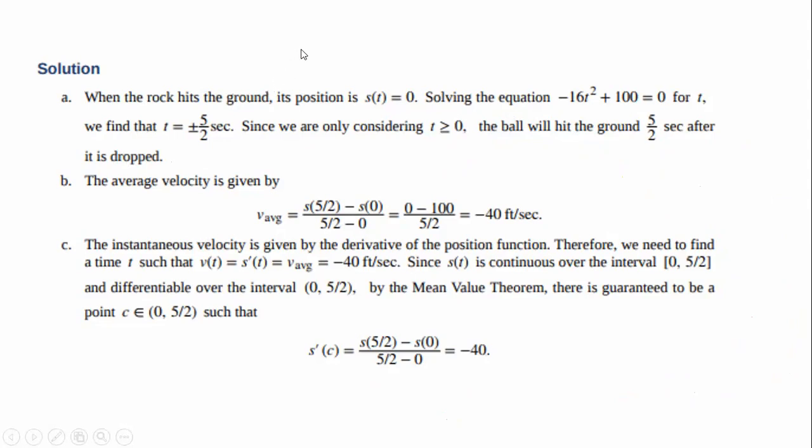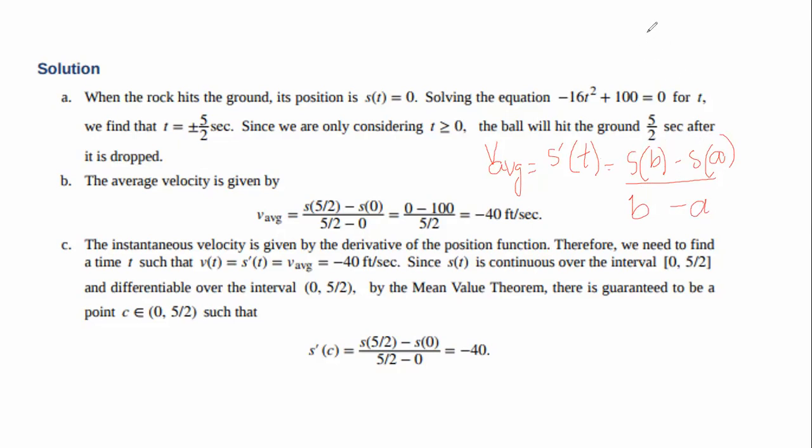For part number 2, I have to find the average velocity. Velocity is the derivative of the position. So to find it, I can use my mean value theorem. The mean value theorem depends on the value of s of b minus s of a divided by b minus a. Okay. So what is b and what is a?